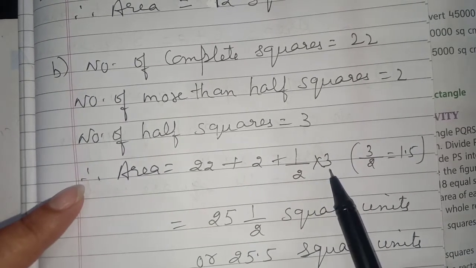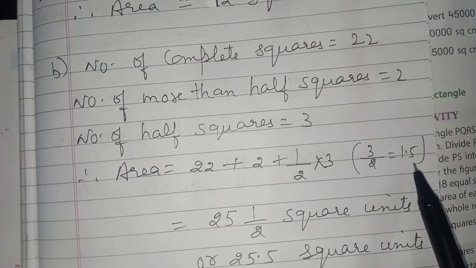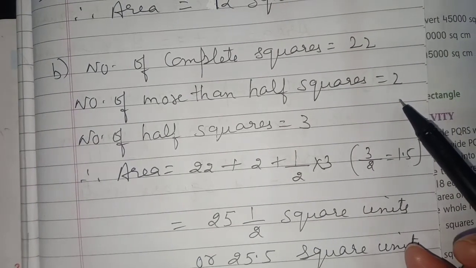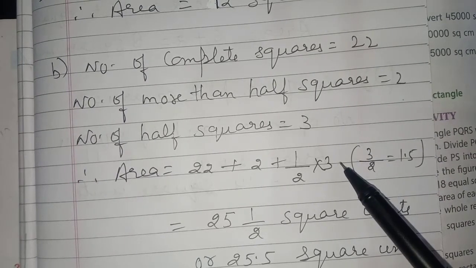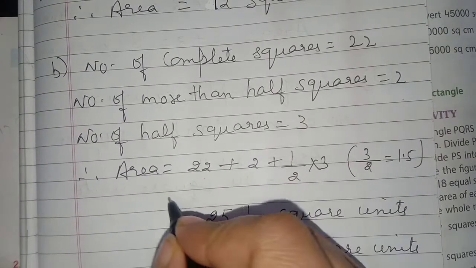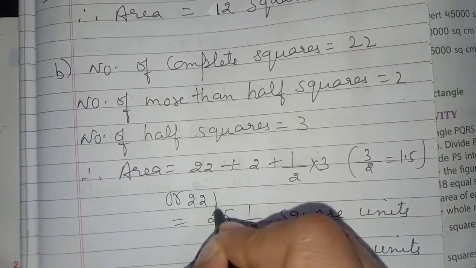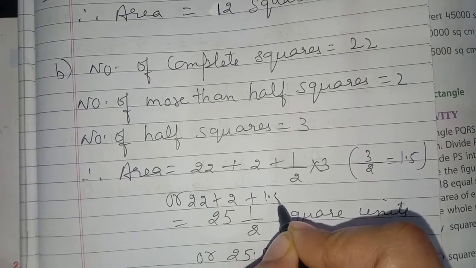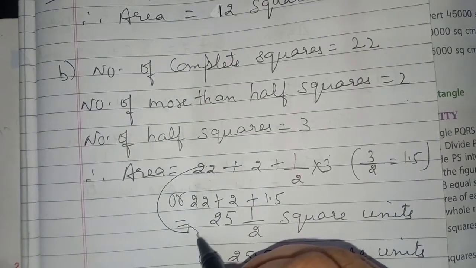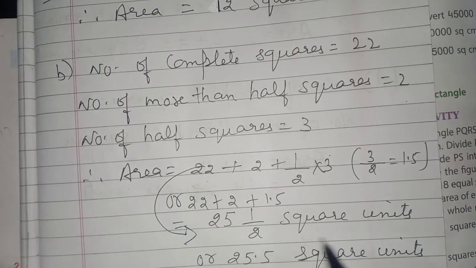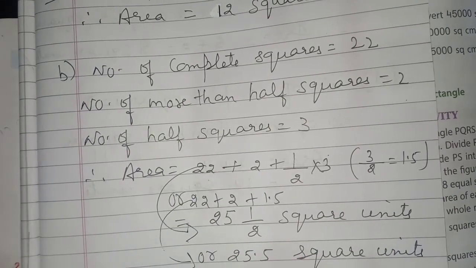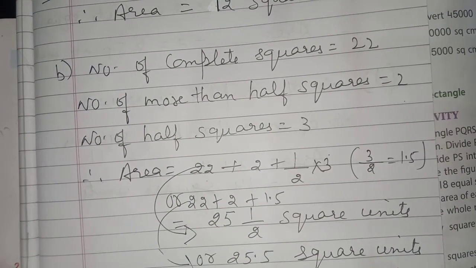You can say half into 3 or 3 divided by 2 and you will get 1.5. And you have to add complete squares, this more than half squares and half square. That is 22 plus 2 plus 1 by 2 of 3, or you can say 22 plus 2 plus 1.5. So if you follow this step, you will get the answer 25 1 by 2 square units, and if you follow this step, then you will get this answer, that is 22.5 square units.